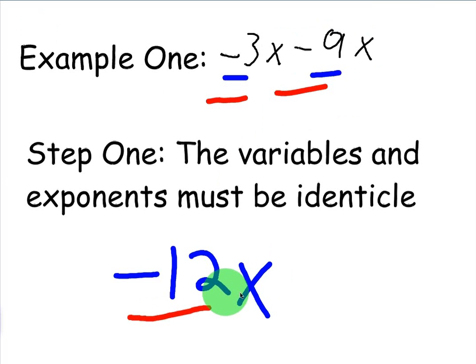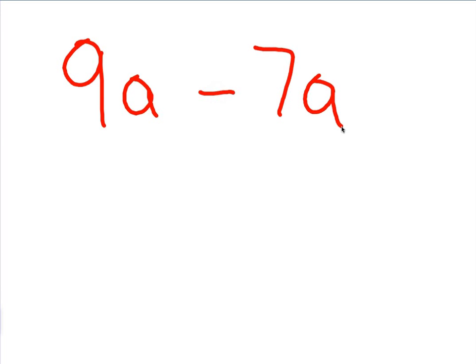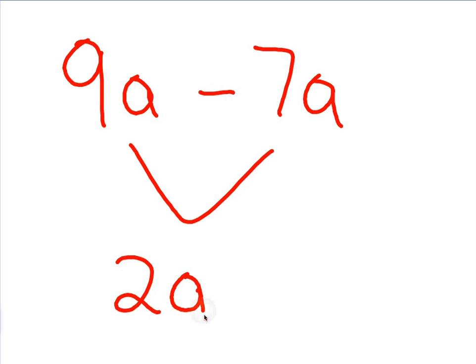And so that's it. We've simplified it completely. Now I want to show you why we subtract the coefficients. Let's say we have 9 apples. So we're just going to say 9a, variable is a, and we subtract 7 apples. I think everybody can see that if you started out with 9 apples and you subtracted 7, you'd end up with 2 apples. That's the easiest and simplest explanation I can think of.